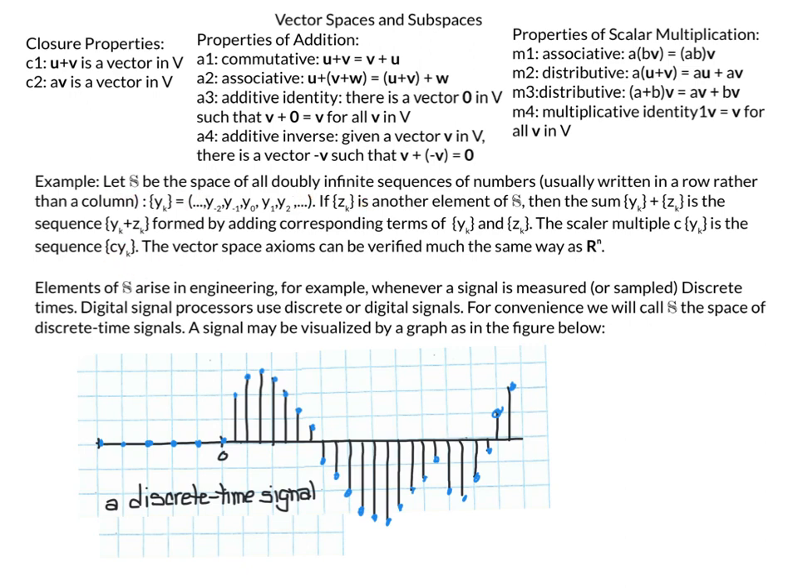So elements of S arise in engineering. For example, when a signal is measured or sampled at discrete times. Digital signal processors use discrete or digital signals. So for convenience, we will call S the space of discrete time signals. And a signal may be visualized by a graph, as in the figure below.